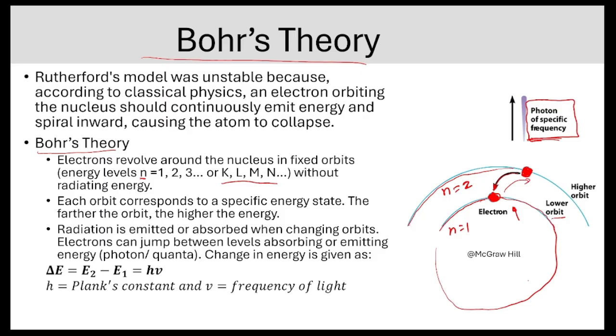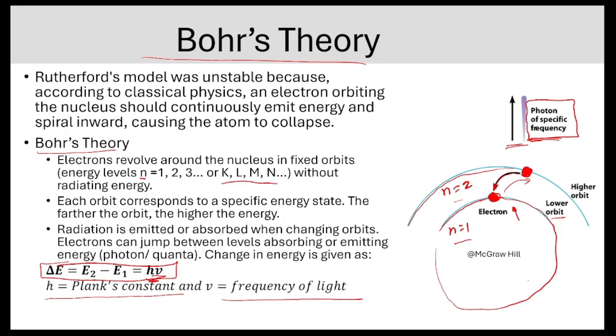And the energy difference between these orbits, for example orbit 1 and orbit 2, is what determines the energy of a photon emitted or absorbed, and the energy emitted or absorbed is defined by this equation: delta E, where delta is change in energy. Change in energy is equal to final energy minus initial energy, and this is also given by h times nu, where h is Planck's constant and nu is the frequency of light.